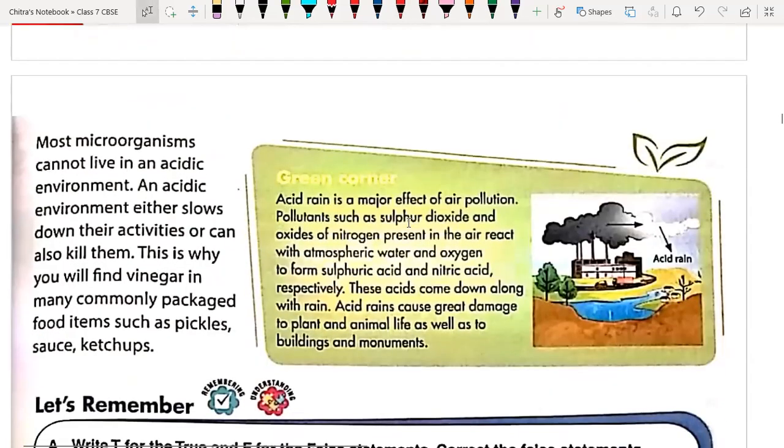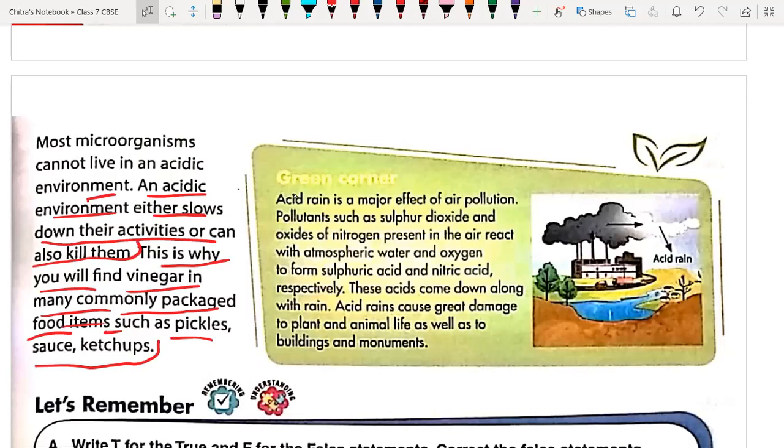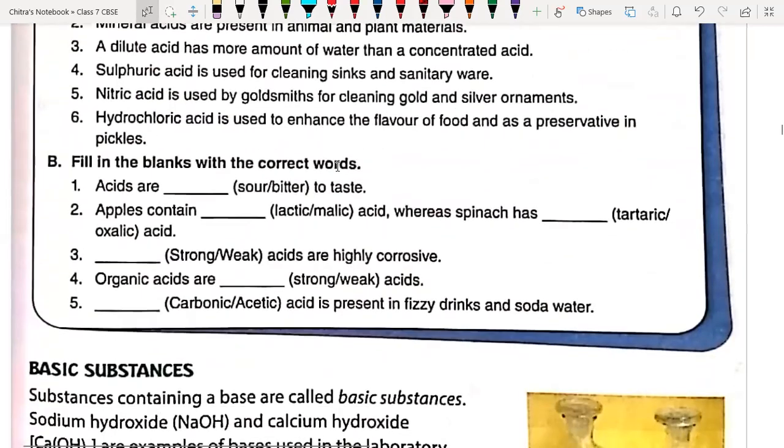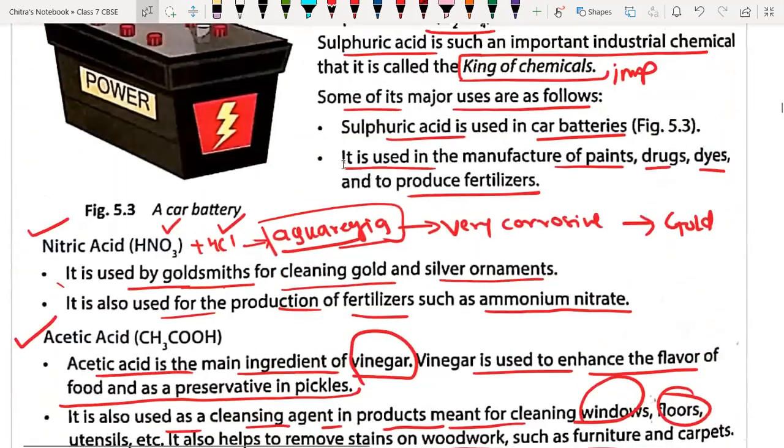Most microorganisms cannot live in an acidic environment. An acidic environment either slows down their growth or can also kill them. That is why we find vinegar in many commonly packed food items such as pickle and sauce ketchup. In an acidic medium, microorganisms do not grow on the food. That's why, in order to preserve food, we use acetic acid.